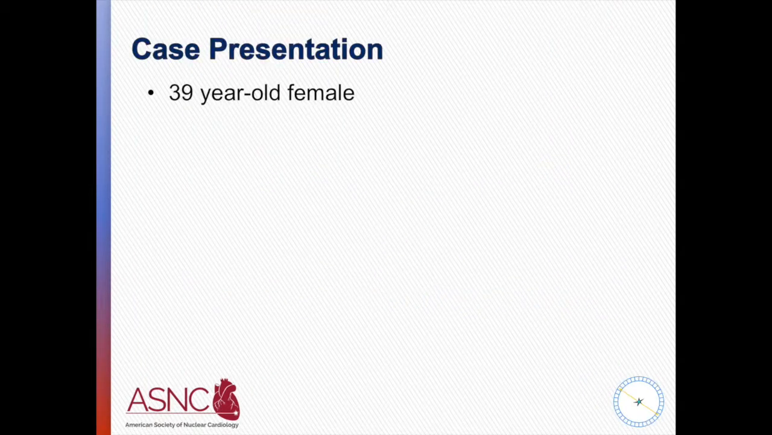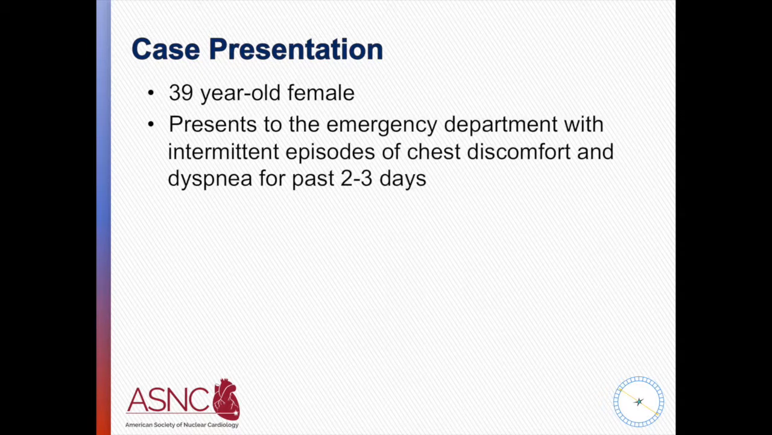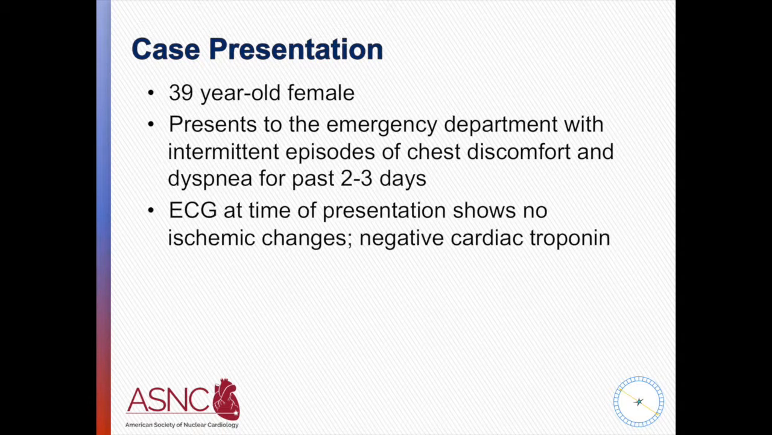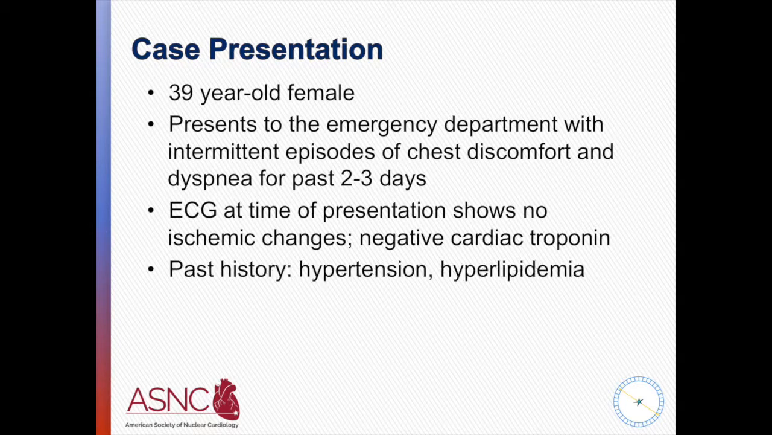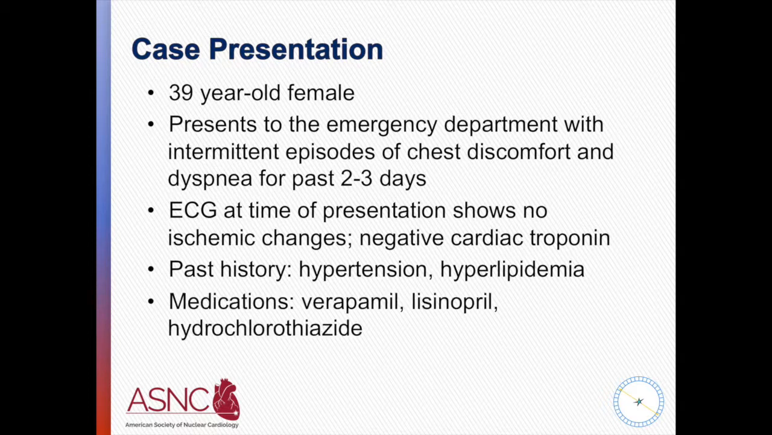This patient is a 39-year-old female who presented to the emergency department with new onset chest pain and dyspnea that started 2 or 3 days prior. At the time of her presentation, her EKG was normal without acute ischemic changes, and her cardiac biomarkers were negative. The patient was admitted for further workup. Her past history is notable for hypertension and hyperlipidemia, and she is currently on verapamil, lisinopril, and hydrochlorothiazide for control of hypertension.